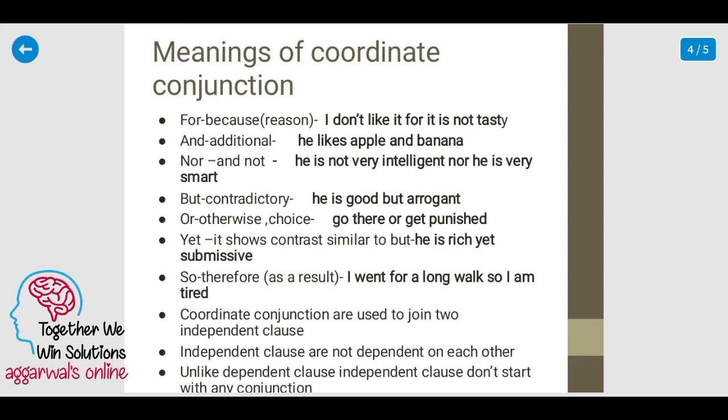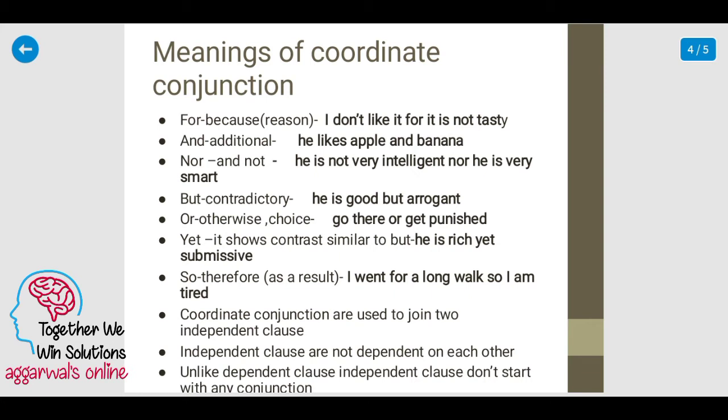When for is used as a coordinate conjunction, what does it mean? It means because, for a reason. For means for a particular reason. We use for as a coordinate conjunction to highlight a particular reason. See the example: I don't like it, for it is not tasty.